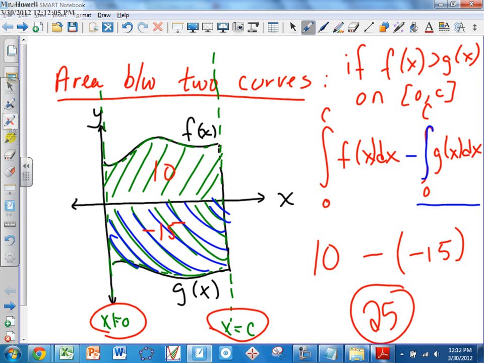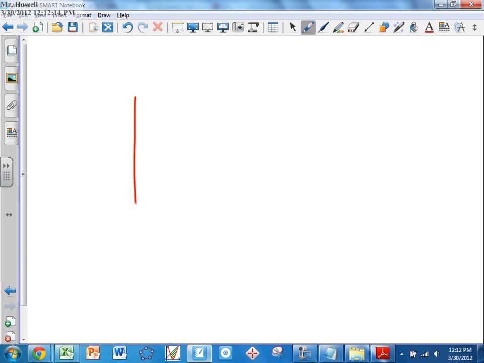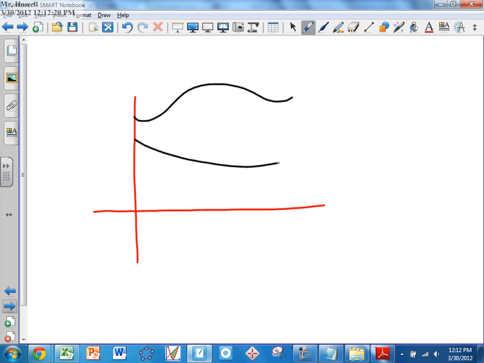Now, let's try to actually apply this to what happens if they're both above the axis now. Okay? And let's discuss why. So, draw yourself just the first quadrant. Let's draw a function f of x. Let's draw a function g of x. And let's say we're going from a to b, just to show you that it doesn't really matter. Let's go from a to b.